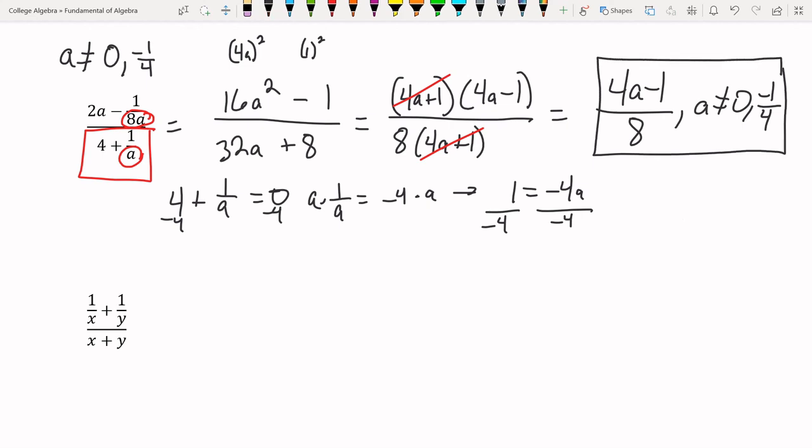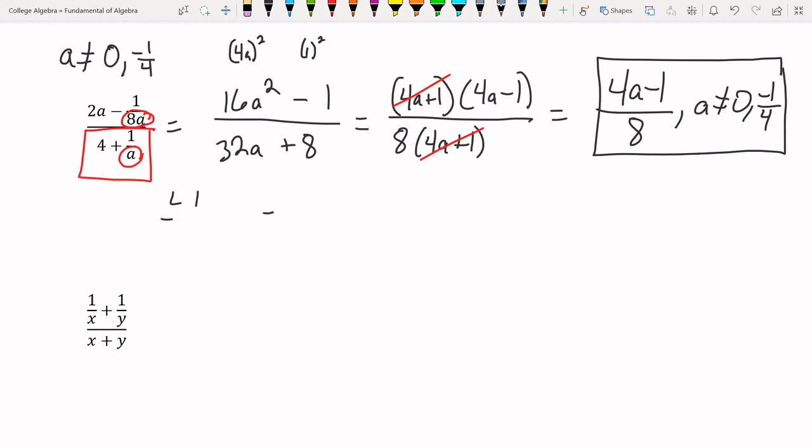For the bottom fraction, I'm just going to clean this up a little bit so I have some room in case I need it. I'm going to show you a different way of doing this. The first thing I'm going to do is get everything to have common denominators. I guess I should also look first and say, what denominators give us 0? So we have 3 denominators again. We have x, y, and then this denominator here.